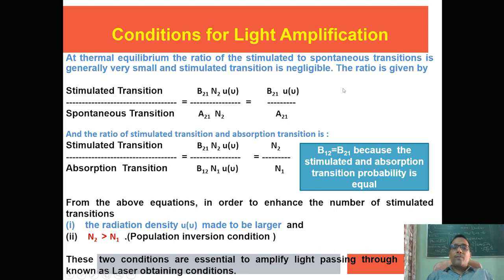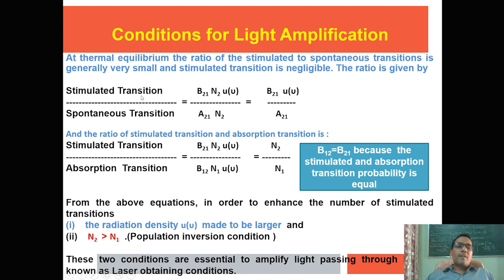Now, conditions for light amplification. As I mentioned in the previous slide, stimulated transition is mainly responsible for getting laser. At thermal equilibrium, the ratio of stimulated to spontaneous transition is generally very small, and stimulated transition is negligible. So stimulated transition is mainly responsible for releasing laser. If you want a high intensity beam, then we have to enhance the number of stimulated transitions. So let's compare stimulated transition with spontaneous transition.